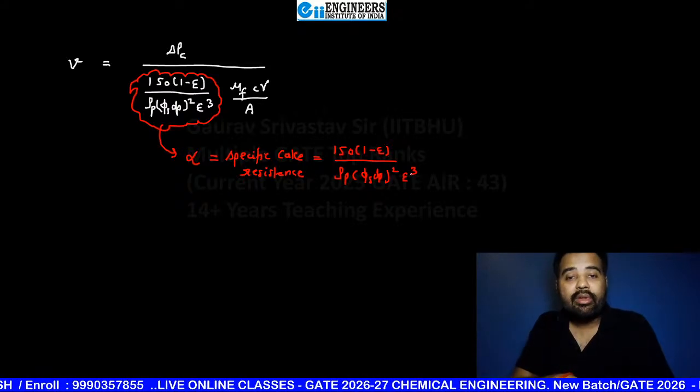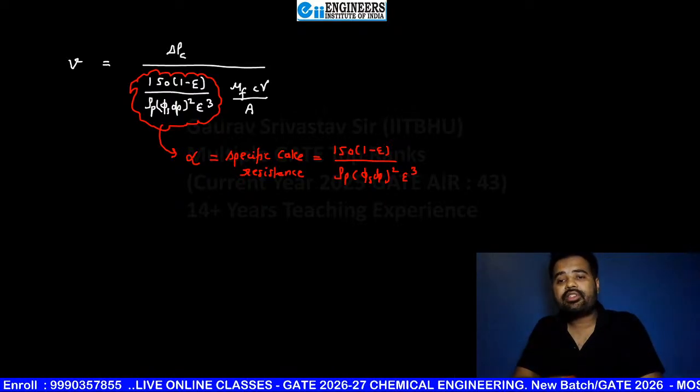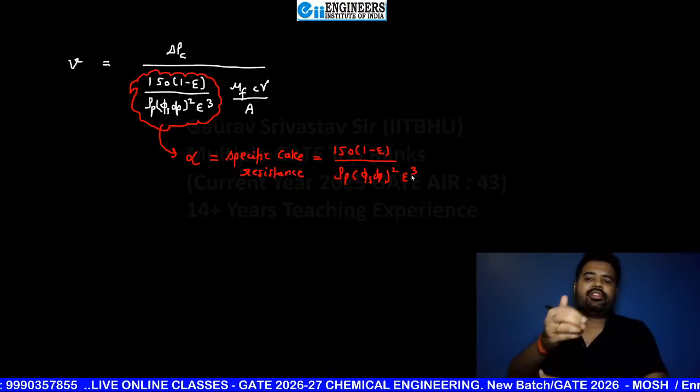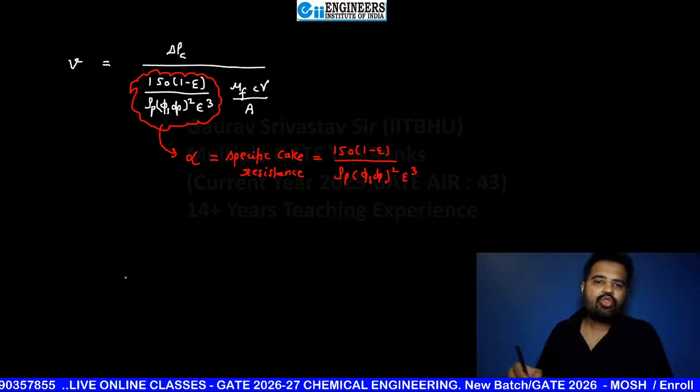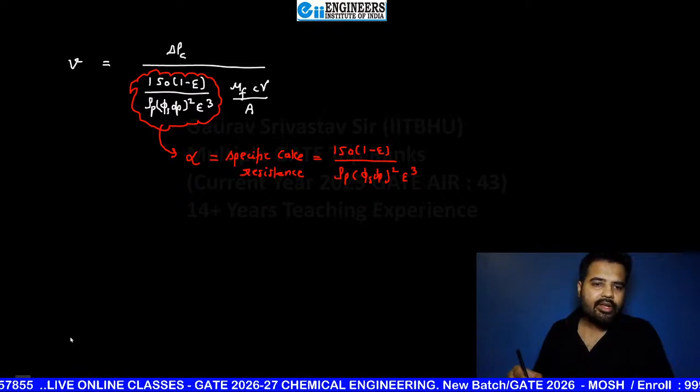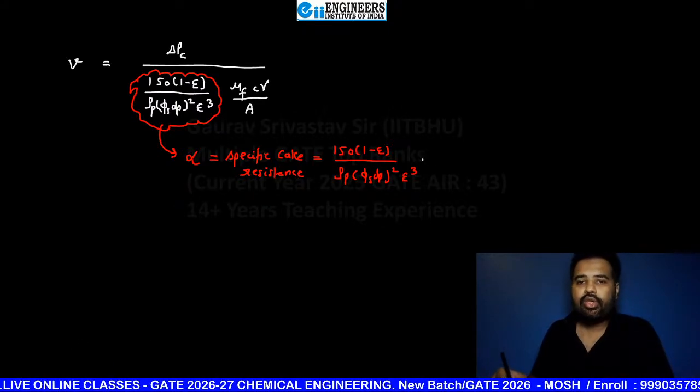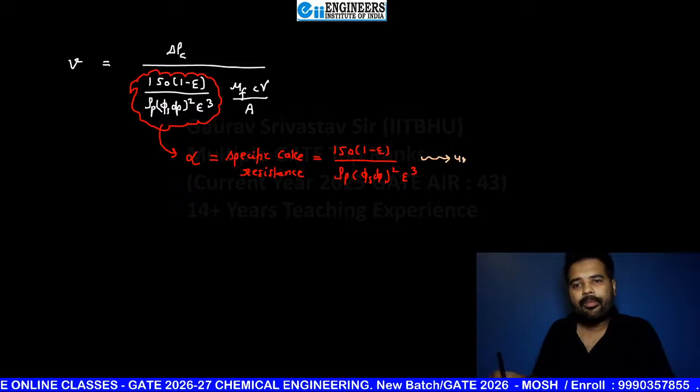Okay, बोलो बेटा सभी को क्लियर? Everyone crystal clear? Can you tell me what is the unit here, beta? What should be the unit of this specific cake resistance, beta? Unit निकाल सकते हो क्या? Can you solve this and tell me what should be the unit here? Unit is very easy here.